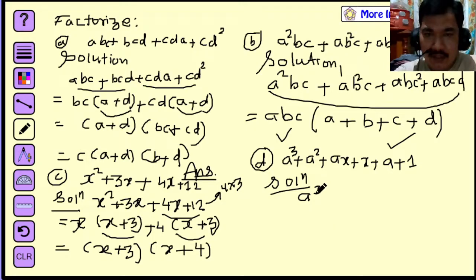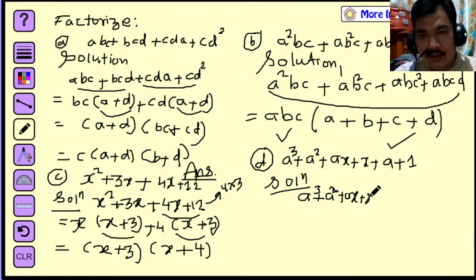A cube and a square, there is a square common. If you take a square common, here is left a, here is left plus 1. And if you take here and here, look, it is ax plus x. If you take x common, here is left a plus 1. Correct, and the last one is a plus 1, with 1 common only.